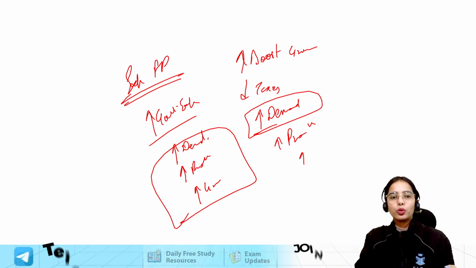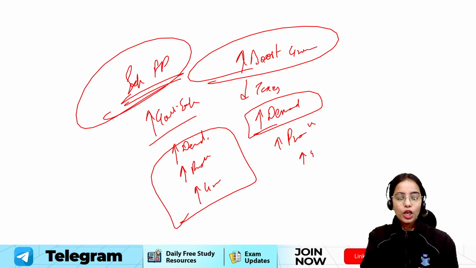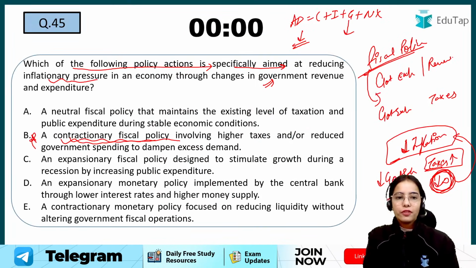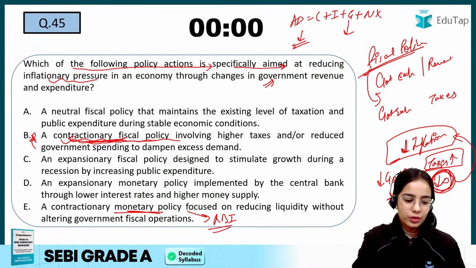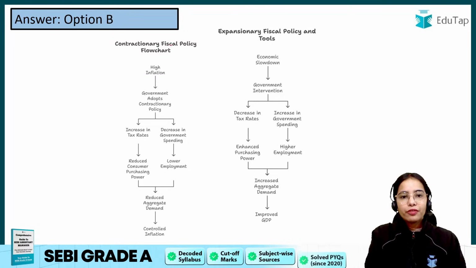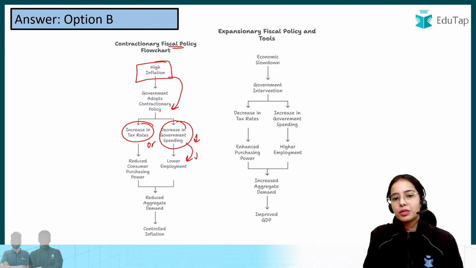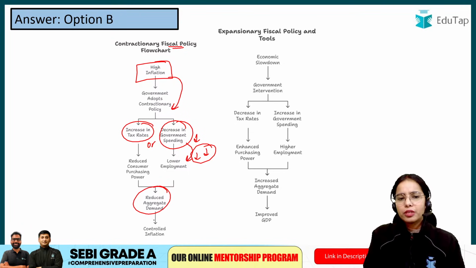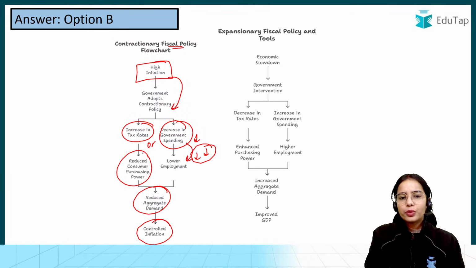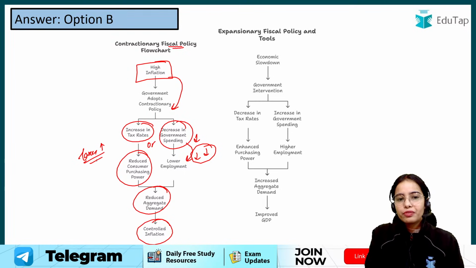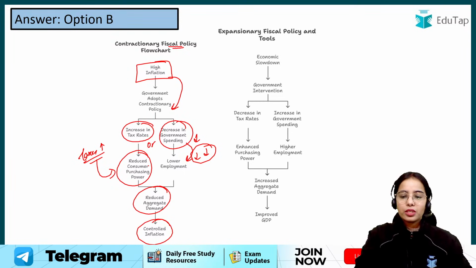More demand, more production, more growth. So expansionary fiscal policy is used to boost growth, and contractionary fiscal policy to decrease inflation. Monetary policy is the policy of the Reserve Bank of India, the monetary authority, and not the government. So this is the idea: with high inflation, it can be controlled through contractionary policy, where the government can increase the tax rates or decrease government spending. If government spending is decreased, employment and demand will decrease and inflation is controlled. Or if taxes are increased, it will reduce consumption power. Okay, so this is the idea.